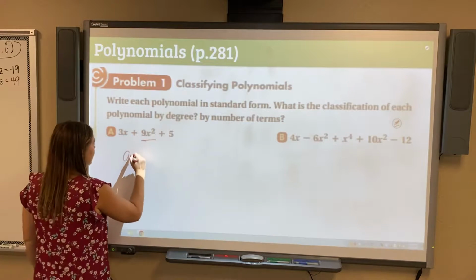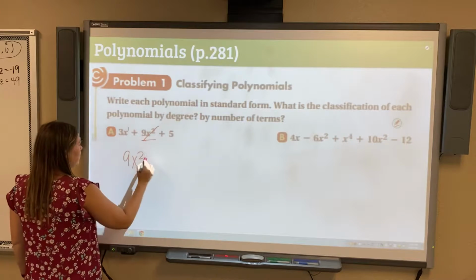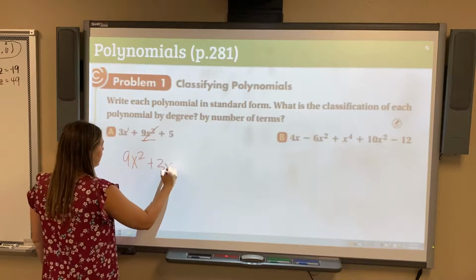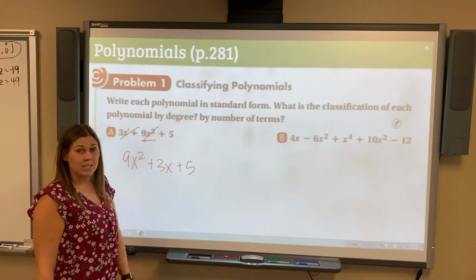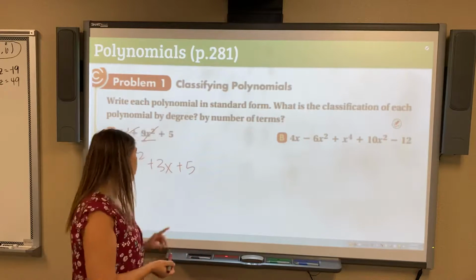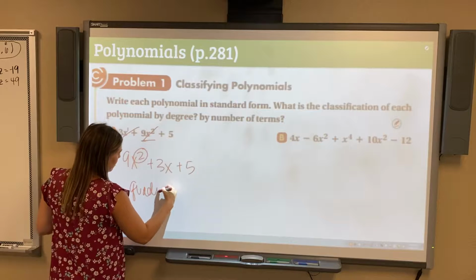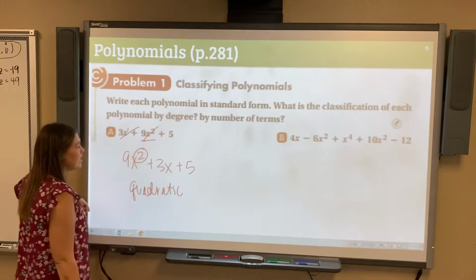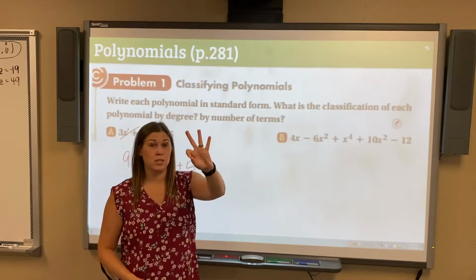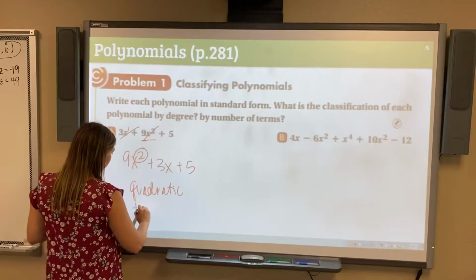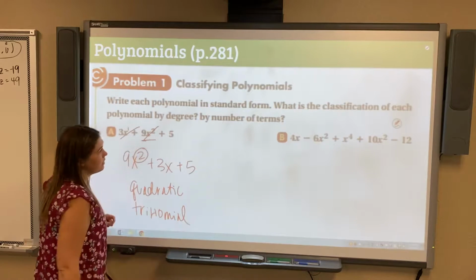So look for our highest exponent, which is the 2. We're going to write 9x squared. The next exponent is a 1, so that would be plus 3x. Then we have our constant, plus 5. To classify it, we look at our degree. Our highest degree is a 2, so it's a quadratic. Then we count our terms: 1, 2, 3. 3 terms, so it's a trinomial.